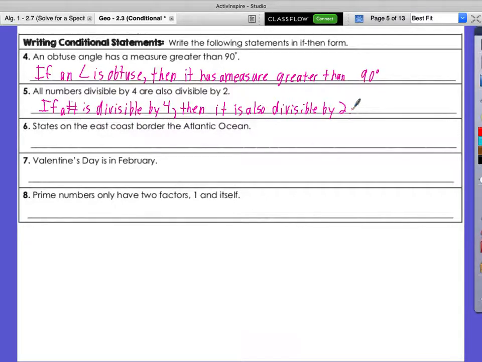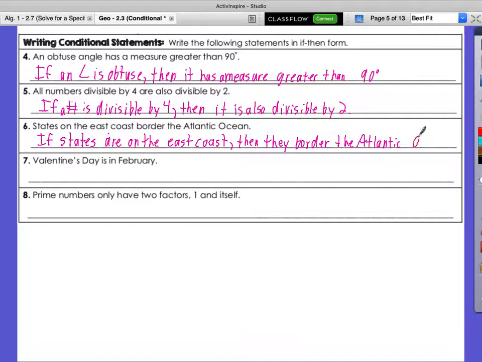Okay? Science and English, right? Okay. 6. States on the East Coast border the Atlantic Ocean. Okay, so stating a fact: states on the East Coast border the Atlantic Ocean. How can we turn that into an if-then, Clyde? If states are on the East Coast, okay, then they border the Atlantic Ocean. Okay, there you go. I would agree with that.